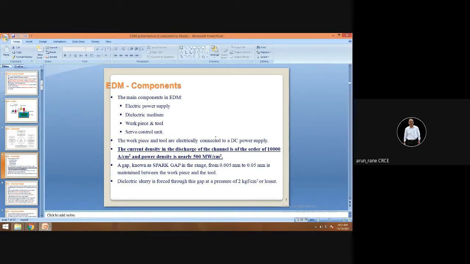So on that much area, the 10,000 ampere can be applied. So power density is in the range of 500 megawatts per centimeter square. So this is the capability of the power supply, and that's why the material removal rate is very high in your sparking machines.